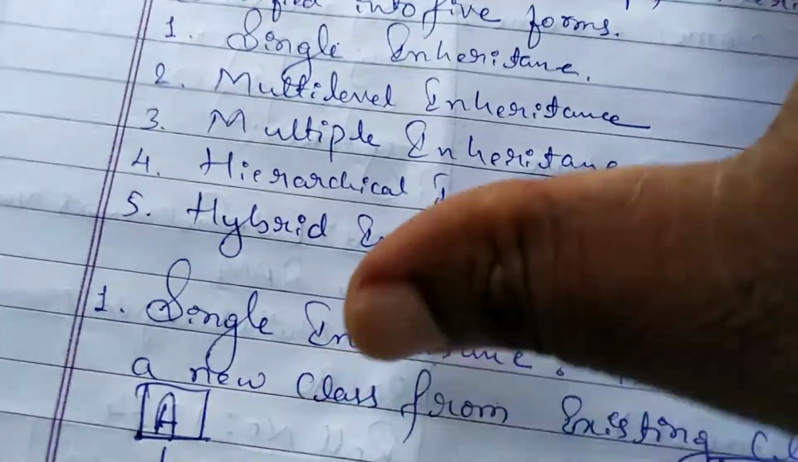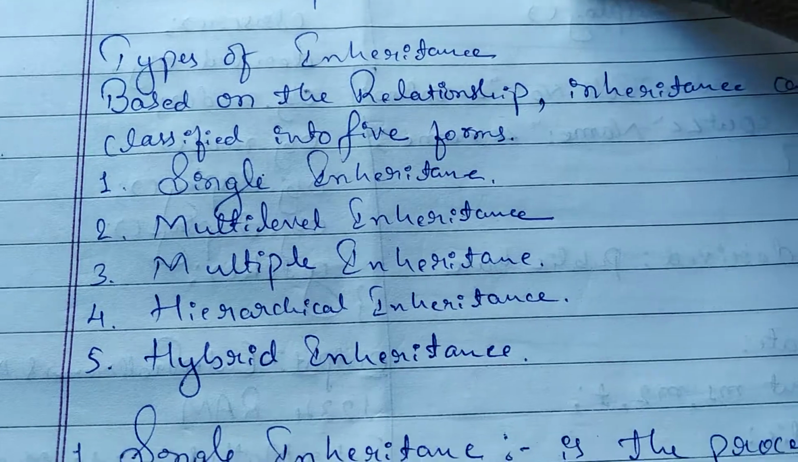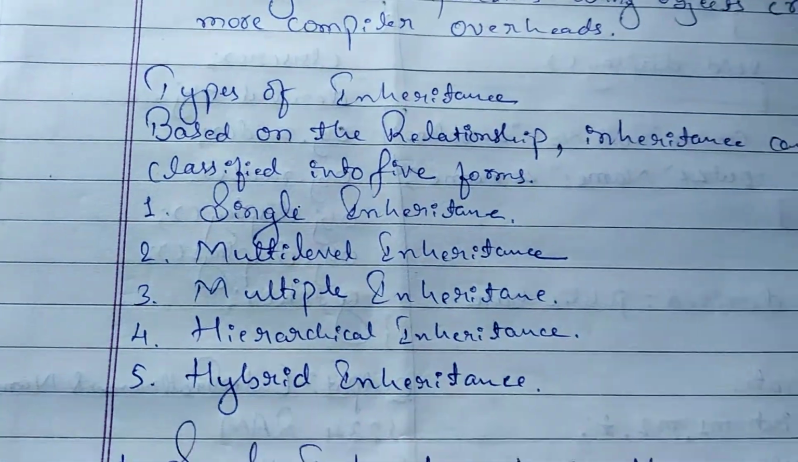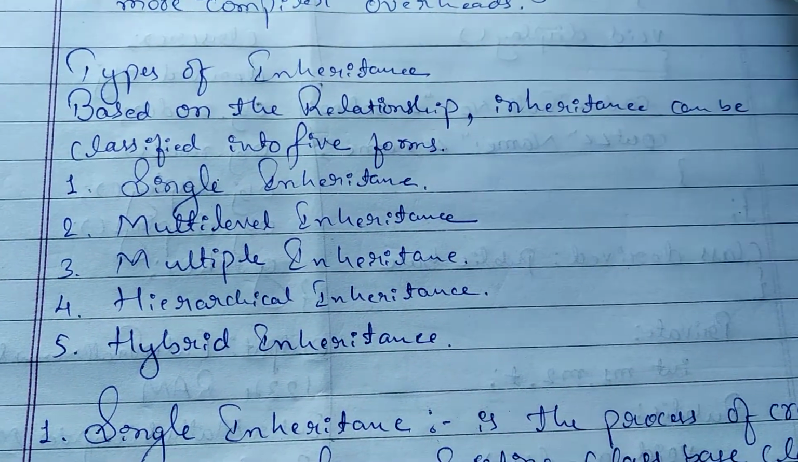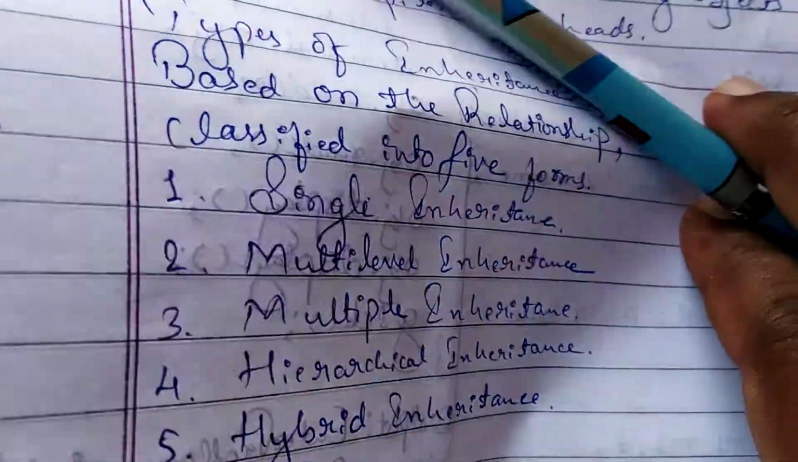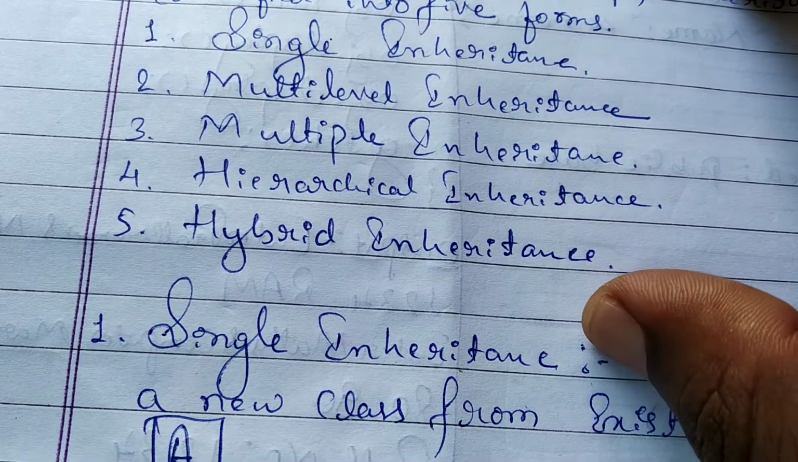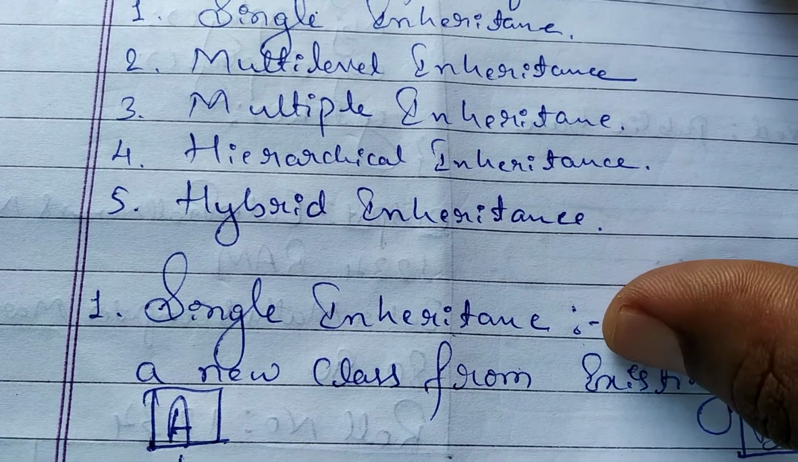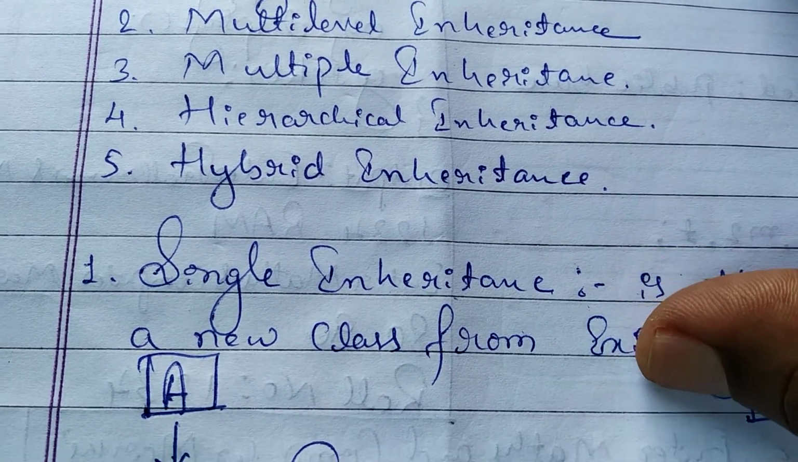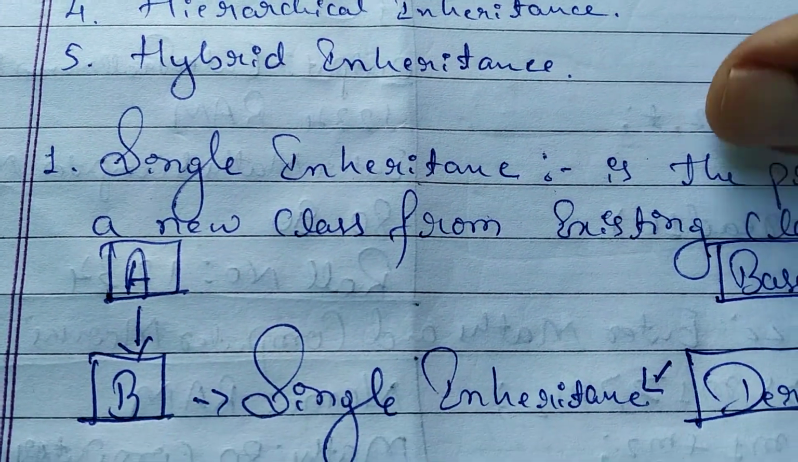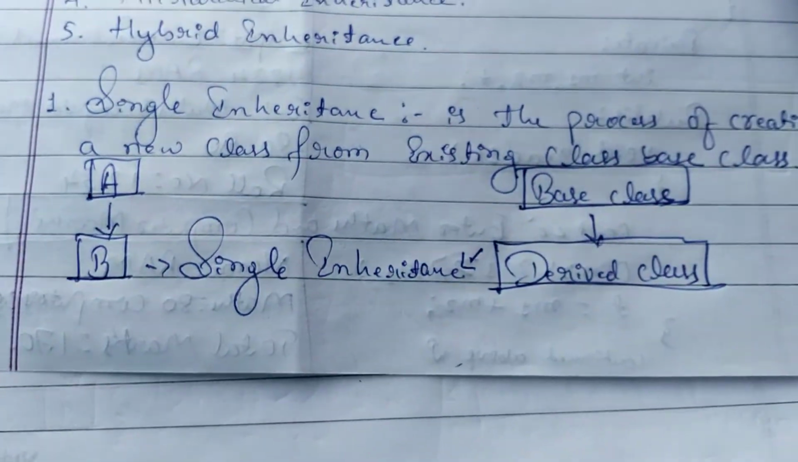Next, what do you mean by types of inheritance? Based on the relationships, inheritance can be classified into five types. One is single inheritance, another one multi-level inheritance, another one multiple inheritance, fourth one hierarchical inheritance, fifth one hybrid inheritance. What do you mean by single inheritance?